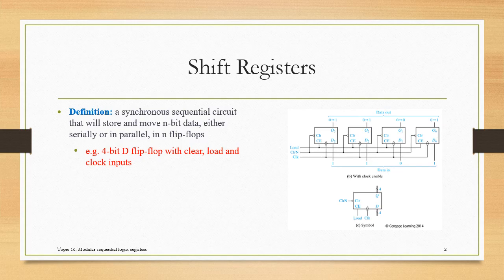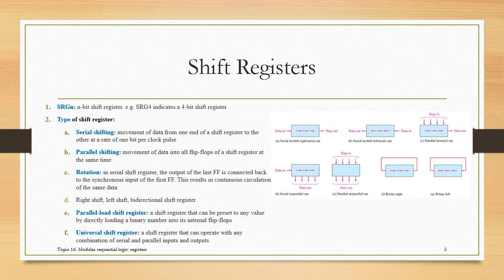So that's the basic definition of a register or shift register. For short, sometimes we just call it SR, meaning shift register. To name a shift register, we use SRG, and for an n-bit shift register, we call it SRGN.